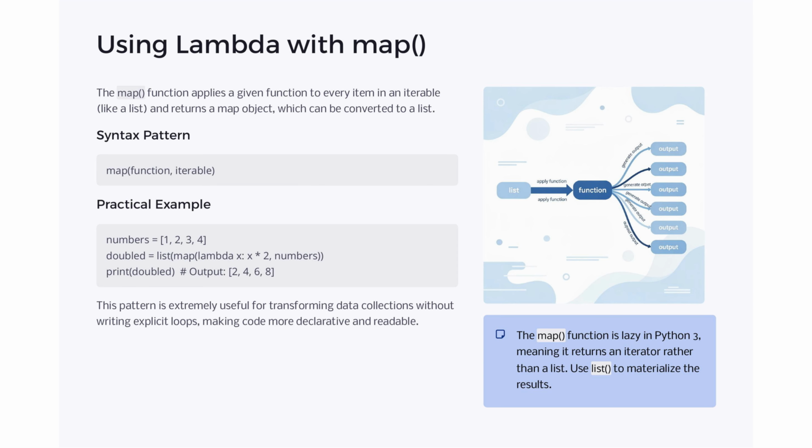The map function applies a specified function to each element in an iterable, returning a map object. For instance, doubling numbers in a list can be achieved with map(lambda x: x * 2, numbers). This approach enhances code readability and efficiency by eliminating explicit loops. Remember, map is lazy in Python 3, requiring list to materialize results.